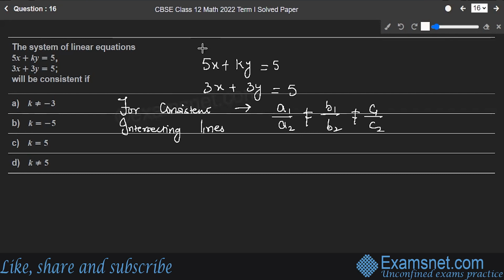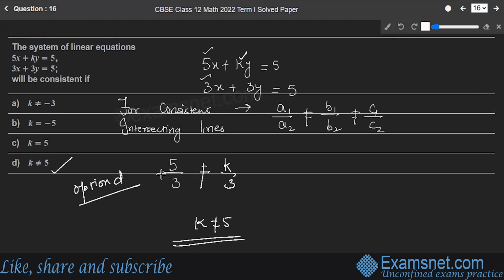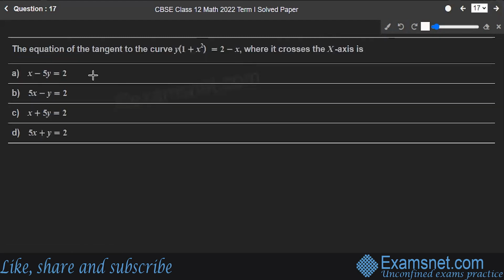So what is a1? 5, a2 is 3, b1 is k, b2 is 3. Sorry, this is k upon 3. So they are not equal. I'll rewrite this. So 5 upon 3 is not equal to k upon 3, or you can say simply 5 is not equal to k. That makes option D the correct answer. Hope you got that. Next is question number 17.